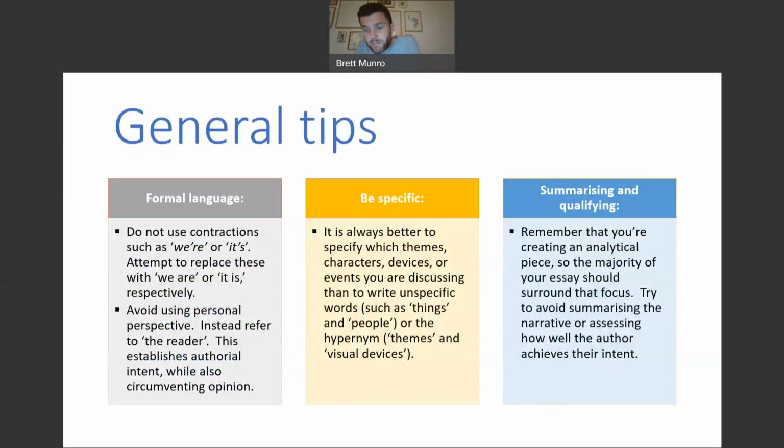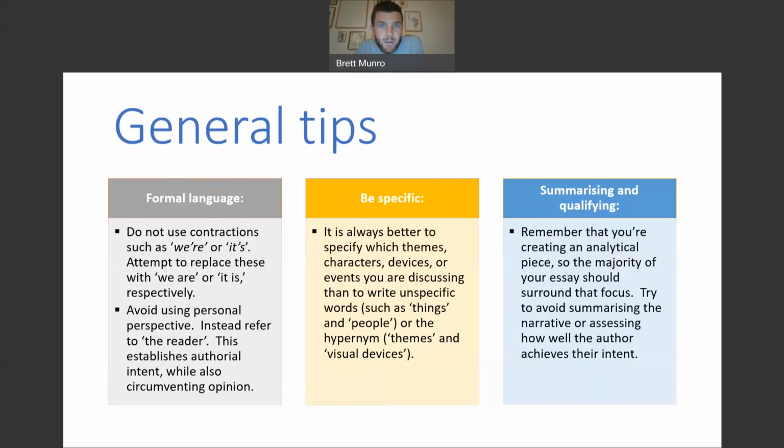So some general tips to finish up. Do not use contractions such as where's or it's. Attempt to replace these with we are or it is respectively. Avoid using personal perspective. Instead, refer to the reader. So rather than I believe, you're saying the reader believes, or the reader perceives, rather than I perceive that. This establishes authorial intent while also circumventing opinion. You don't want to make it seem like this is your opinion. You want to make it sound like it is the author's opinion that you are identifying.